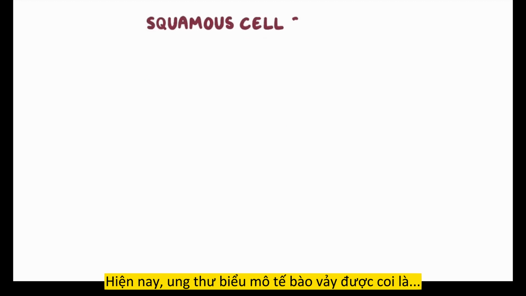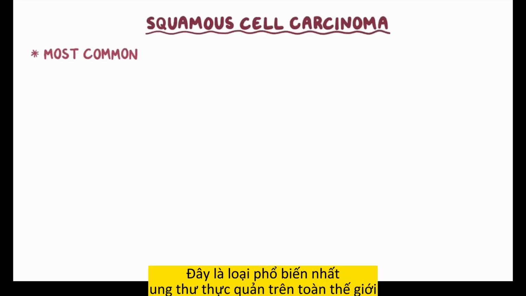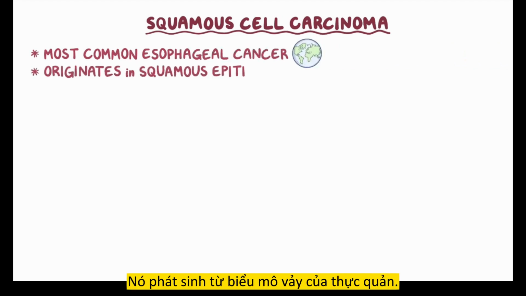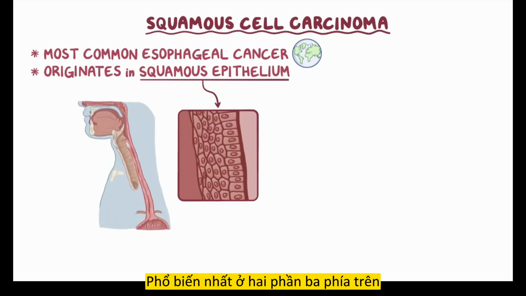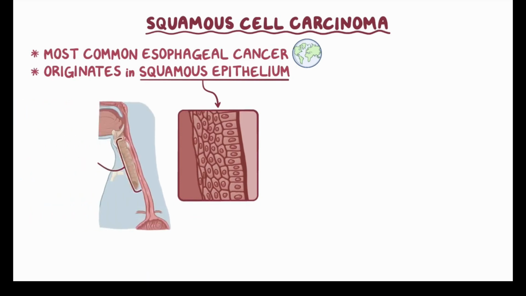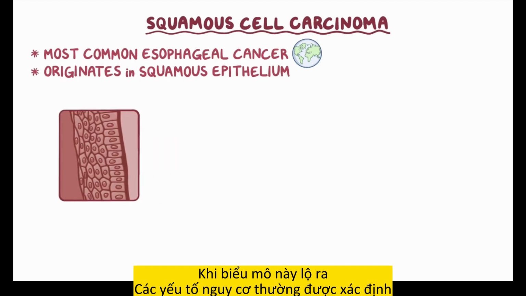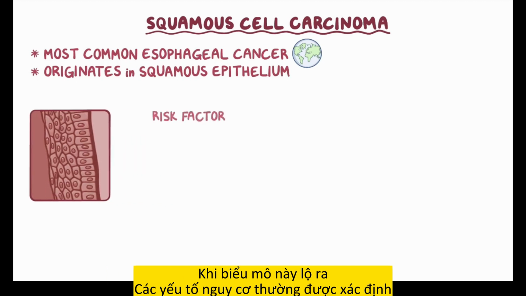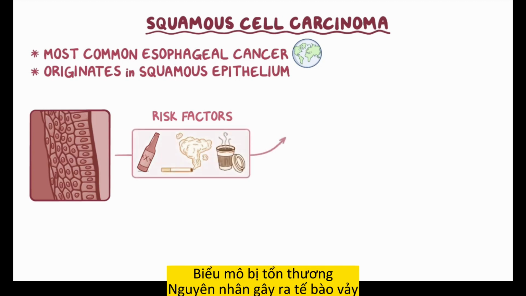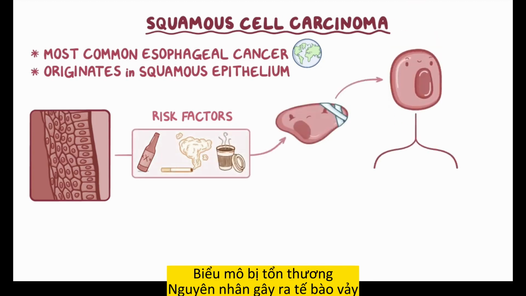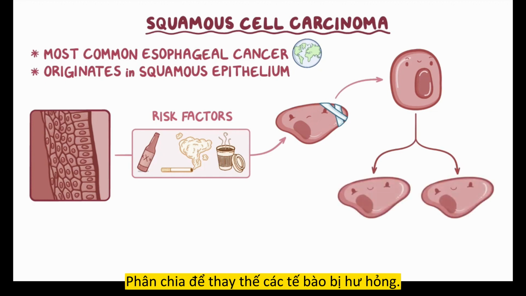Now, squamous cell carcinoma is the most common type of esophageal cancer worldwide, and it originates in the squamous epithelium of the esophagus, most often in the upper 2/3. When this epithelium is repeatedly exposed to risk factors like alcohol, cigarette smoke, or hot fluids, it gets damaged, so the squamous cells divide to replace the old damaged cells.